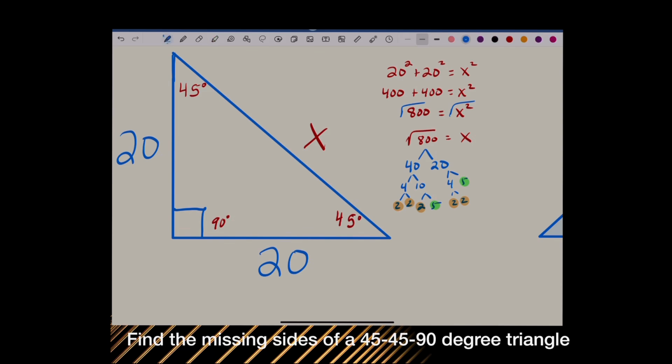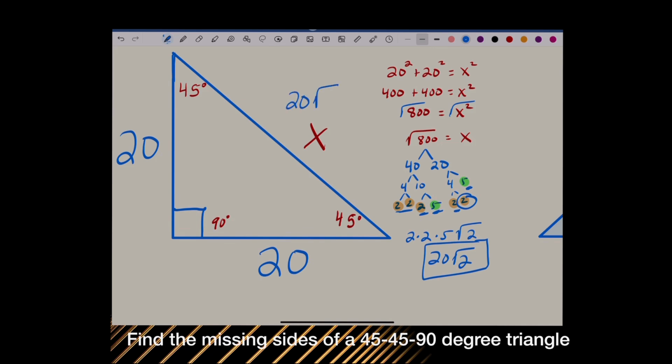So you'll notice that I have one set of 2's, so I can bring that out. I've got another set of 2's, so I can bring that out. I've got a set of 5's, so I can bring that out. And I have this last little 2 that I have to leave inside. 2 times 2 times 5 is 20. So if I simplify the radical and do all of that work, I get that the length of that side is 20 radical 2. And that's the length of the hypotenuse if we use the Pythagorean theorem.